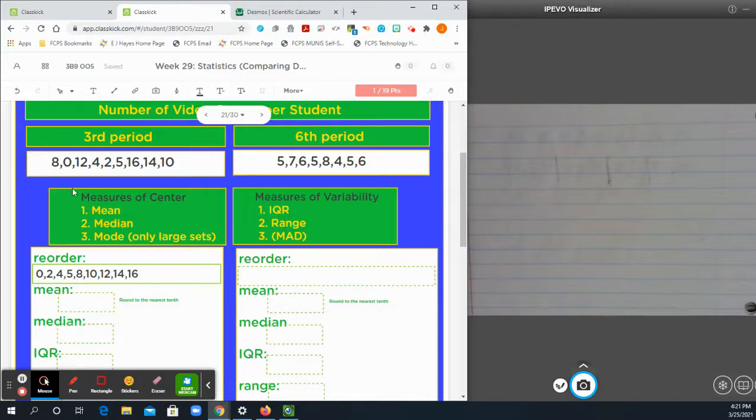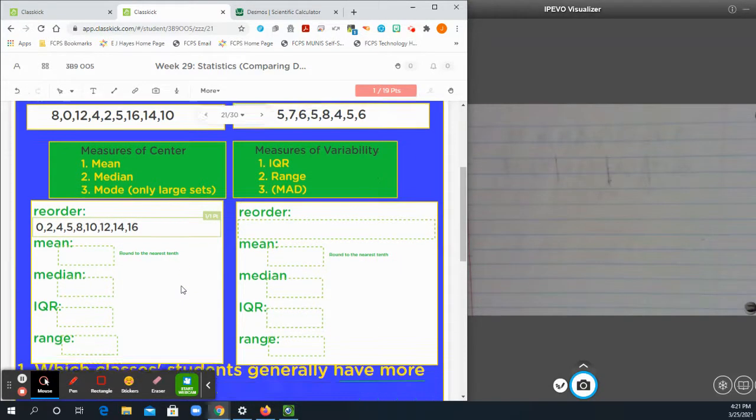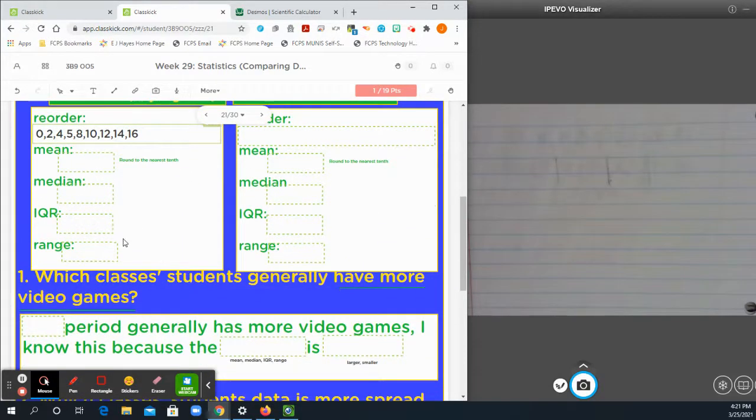Now to know for sure if I did it right, I'm going to count how many we got. 1, 2, 3, 4, 5, 6, 7, 8, 9. We'll need that anyways. So I've got 9 terms here. All right, so I've gotten that one right. I'm going to go ahead and do the mean, median, IQR, and range here.